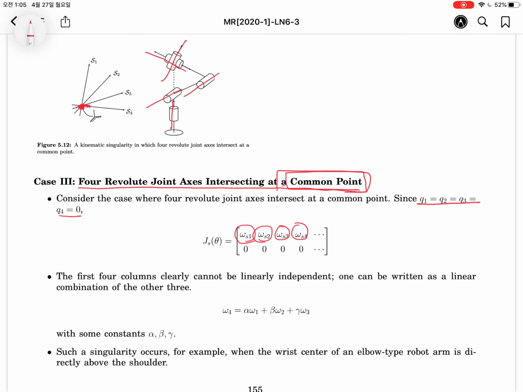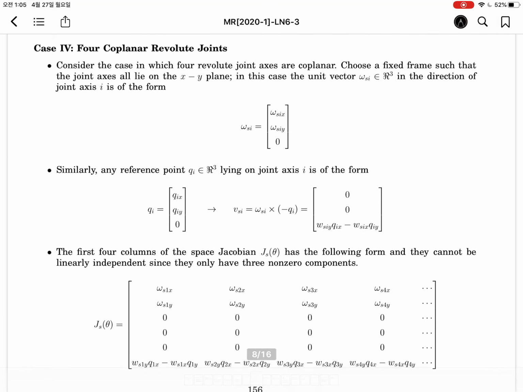So WS1, WS2, WS3, WS4 are different from each other, but the linear velocity will be the same because the q is 0. So it has three different elements. The fourth element of the Jacobian can be obtained by using a linear combination of the first, second, and third ones. So this matrix will lose rank. This configuration corresponds to a singular one. Okay.